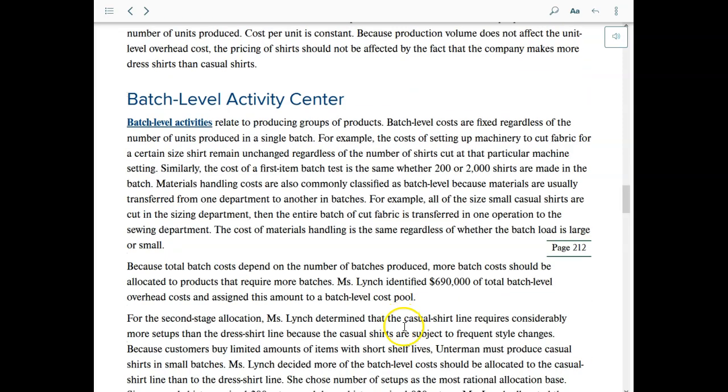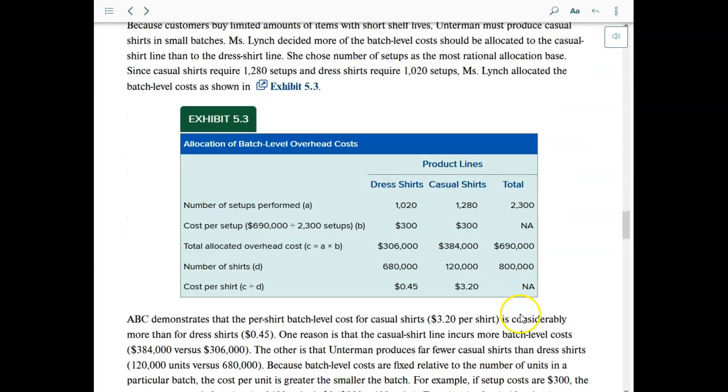Batch level activity. Sort of like a previous example, we had setup cost. Batch level costs are like setup cost, and you incur it based on the number of batches you have, not the number of units you're producing in each batch. To start a batch costs money. The accountant has identified $690,000 of that $5 million and some odd dollars as total batch level cost. Now we need to allocate this between dress shirts and casual shirts. We're going to do this based on setups.